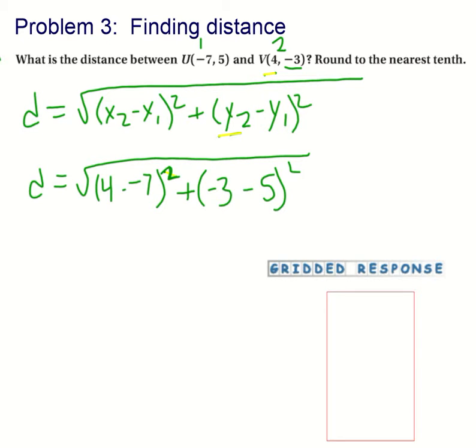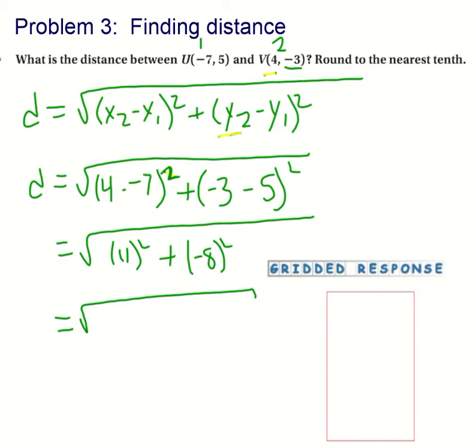So 4 minus -7 is the same as 4 plus 7. That's going to give me 11. So now I have 11 squared plus, well, -3 minus 5 is -8. So I have plus -8 squared. Now if you find what each one of these are squared, 11 squared is 121. -8 squared is 64. 121 plus 64 is going to give me 185.